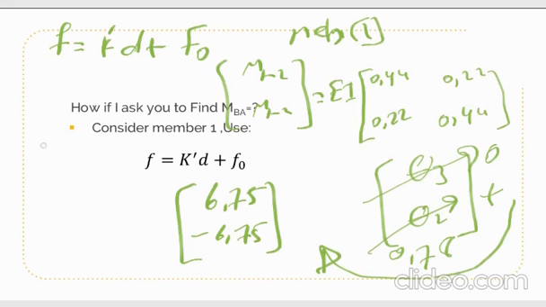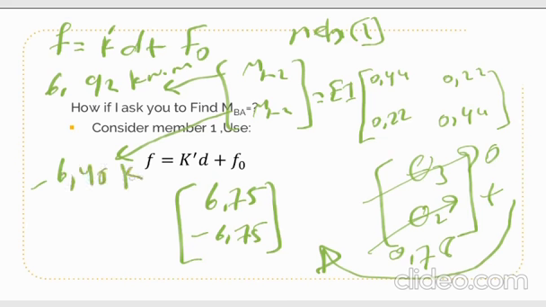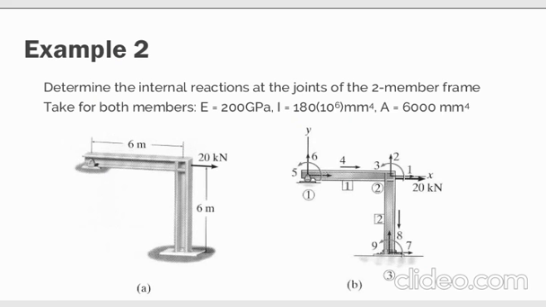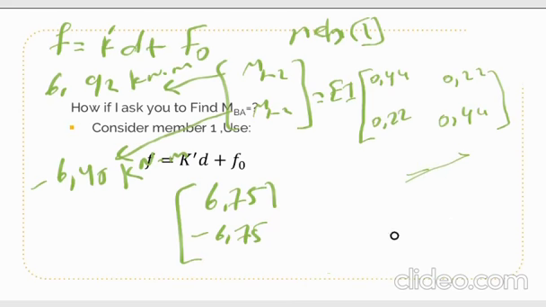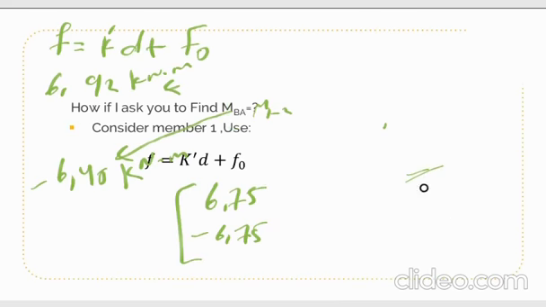Then just find the value. You can try and check. For this one, the moment M12 equals 6.92 kilonewton meter, and M21 equals minus 6.40 kilonewton meter. Okay, this is the internal force for member number 1. Let me show how we can do it for member number 2.